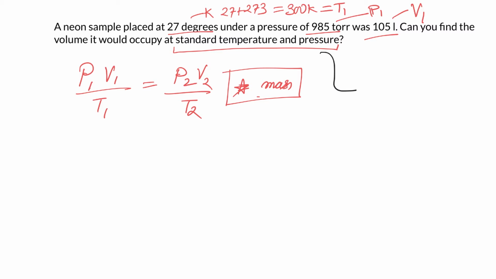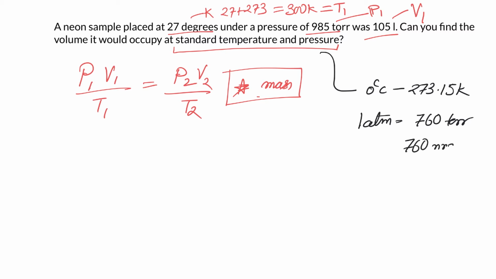This is just an international agreement, a mutual understanding, that 0 degrees Celsius or 273.15 Kelvin is the standard temperature, and the standard atmospheric pressure is 1 atmosphere, 1 atm, which in torr is 760 torr, or this is also equal to 760 mm of Hg.